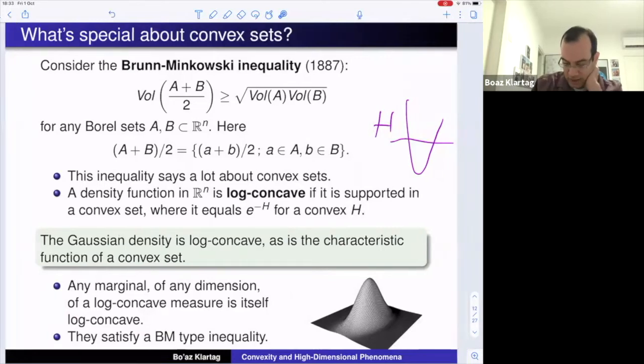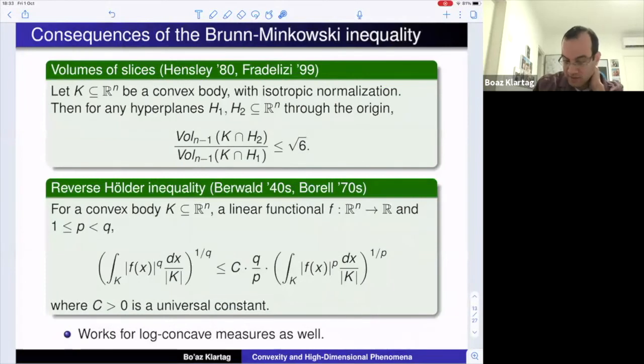Okay, so let me just mention two more consequences of the Minkowski inequality, which I like. And they are also usually proved using this point of view of passing to log concave measures. So the first theorem is due to Hensley from 1980 in the centrally symmetric case and to Fradelizi in the general case in 1999. You consider a convex body in R^n, just a compact convex set, your favorite polytope, and you normalize it. So isotropic normalization, barycenter at the origin and covariance matrix identity.